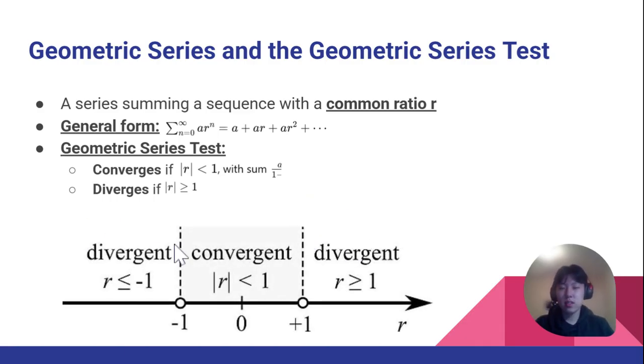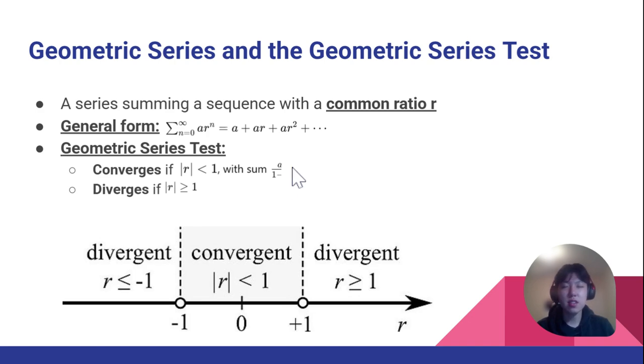So this might help you visualize what that means. If the common ratio is anywhere between -1 and 1, not inclusive, then the series will converge. Otherwise, it will diverge. Also, one other thing that's important is the sum of a geometric series test. The sum of a geometric series is a, which is the first term, all over 1 minus r.